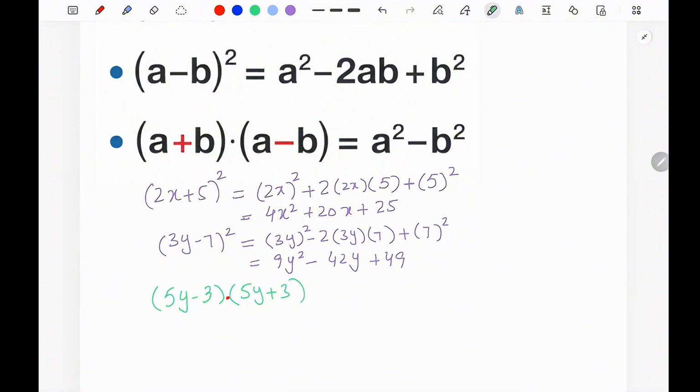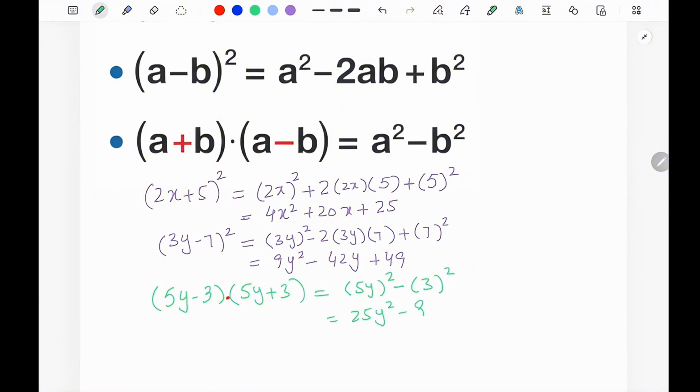So it will not affect the solution. If minus is here and plus is here, we will be using the same formula. Now you can see that (a plus b) and (a minus b) is equal to a square minus b square. In the same way, our a in this case is 5y. So here we will write (5y) square minus 3 square. Now it will become 25y square minus 9.